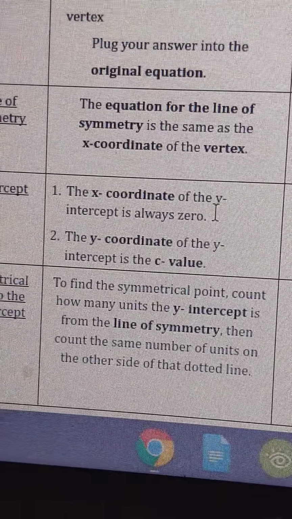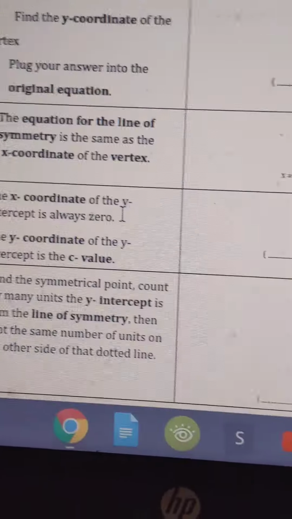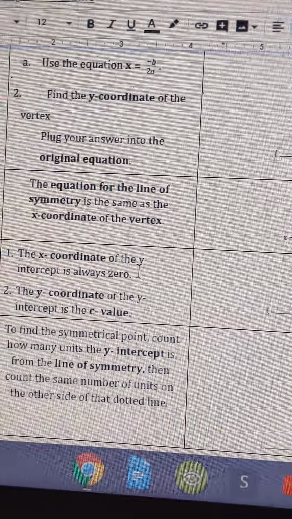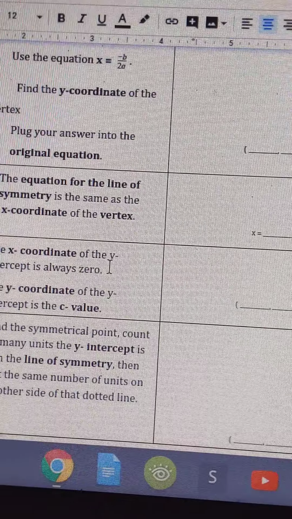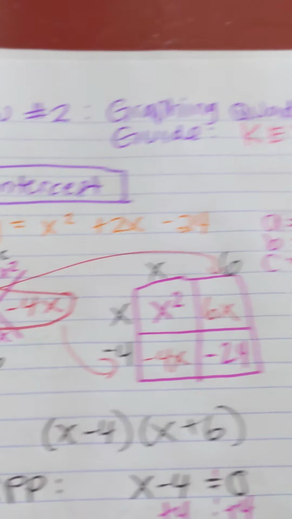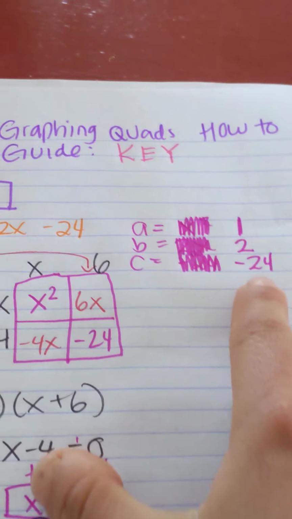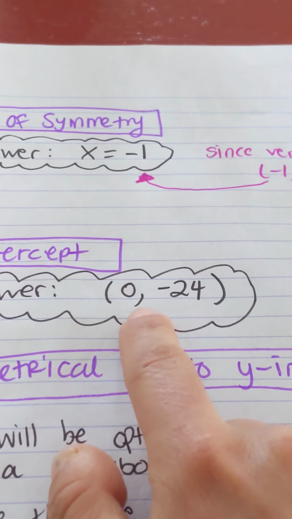Okay, y-intercept. The x-coordinate of the y-intercept is always 0. Remember when we did the graphing, your x value is always 0 for the y-intercept, and for this, your c value is your y-intercept. So going back to our original equation, our c value was negative 24. So our y-intercept is (0, negative 24).